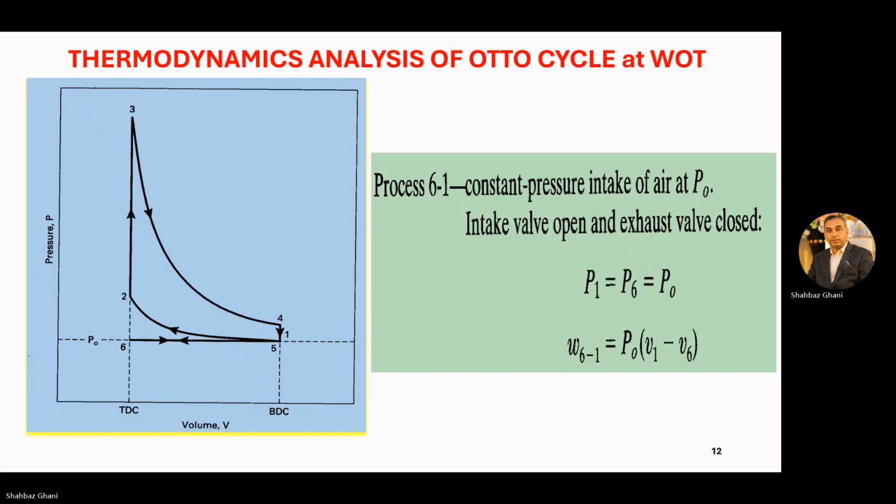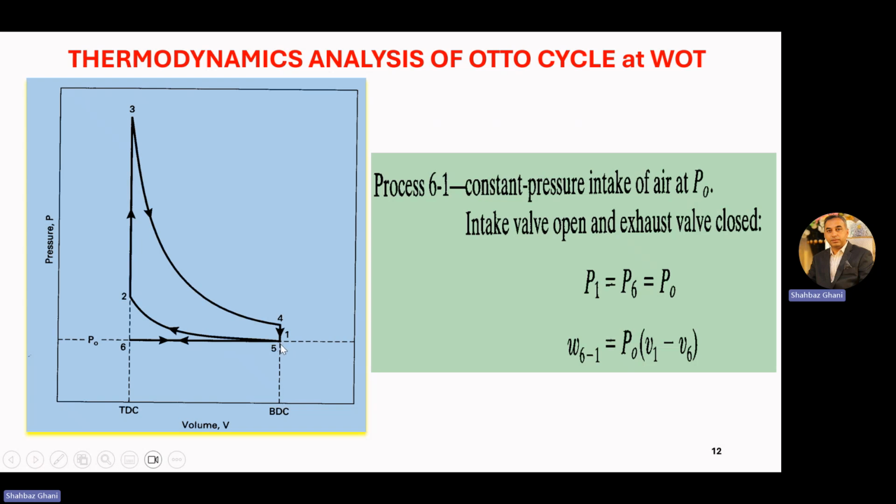Now, the thermodynamic analysis of the Otto cycle at wide open throttle. Process 6 to 1, we have a constant pressure intake of air at P naught. There are two conditions here: a constant pressure intake of air at P naught, and the valve condition is inlet valve open, exhaust valve closed. So pressure P1 is equal to P6, that is equal to P naught.